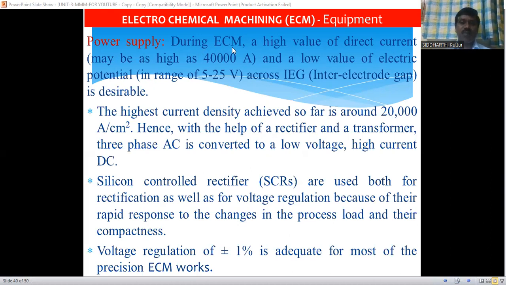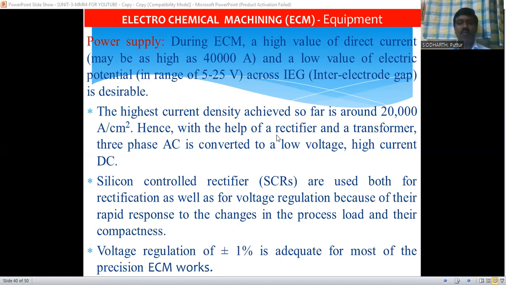During electrochemical machining, a high value of direct current, approximately 40,000 amps, and a low voltage of 5 to 25 volts are supplied across the inter-electrode gap, which is the gap we maintain between the tool and workpiece. The highest current density achieved so far is around 20,000 amps per square centimeter. That much current is concentrated on each square centimeter.